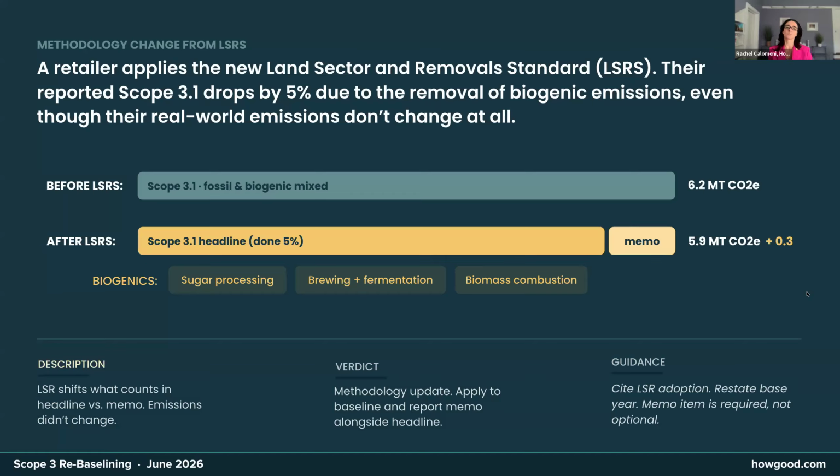The companies that handle this well will treat it as a heads-up moment with their board and their auditor. The ones who treat the 5% drop as a reduction are going to get that walked back during their audit, and that's going to be an uncomfortable conversation.